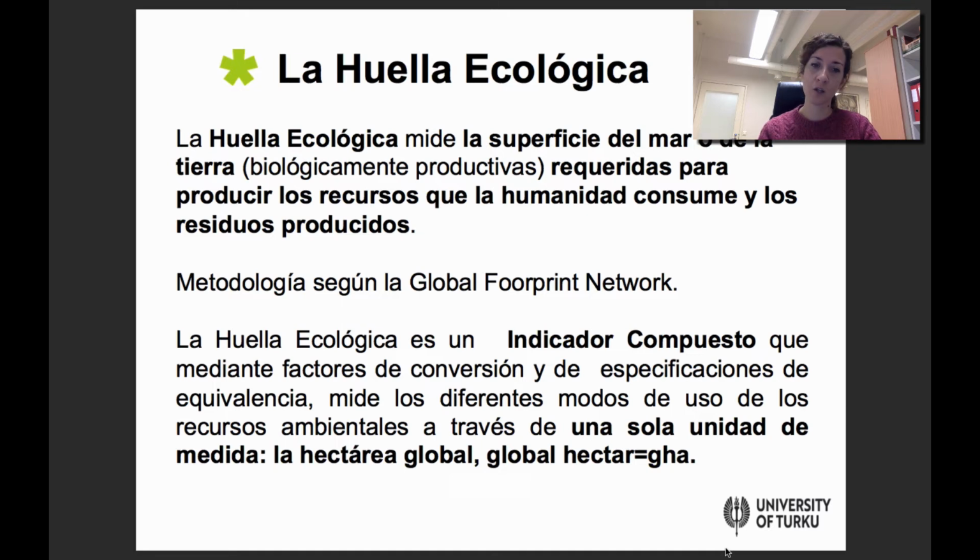And this ecological footprint is a composite indicator. It means that it's an indicator which in turn is made by other indicators that are then converted to an equivalent measure. And in this case, the equivalent to which all the indicators are converted is the so-called global hectare.